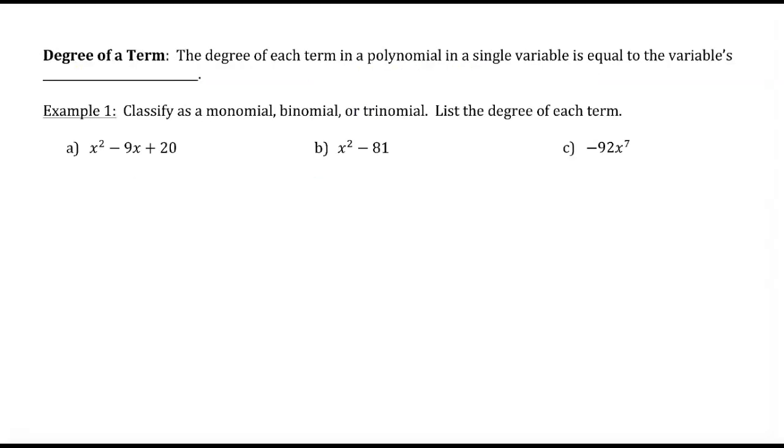Each term in a polynomial has its own degree, and the degree of each term in a polynomial that only has one variable is equal to that variable's exponent. Let's look at the following examples. We're going to classify these as monomial, binomial, or trinomial and list the degree of each term. In part A, this polynomial has 3 terms, so this is a trinomial. The second one has 2 terms, so it is a binomial. And the last one only has 1 term, so it's a monomial.